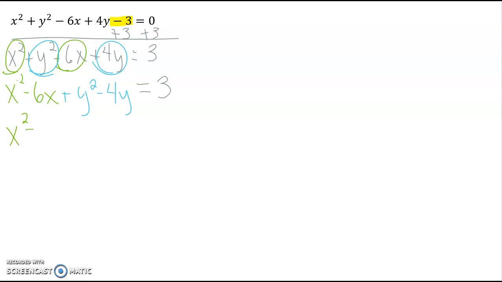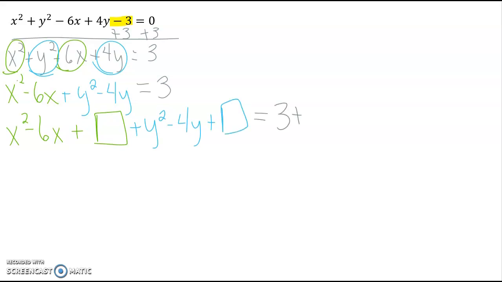So x squared minus 6x plus something, plus y squared minus 4y plus something, equals 3 plus whatever I put in green, plus whatever I put in blue. So remember, in order to find those values that go in those boxes, I take the number in front of x and the number in front of y.